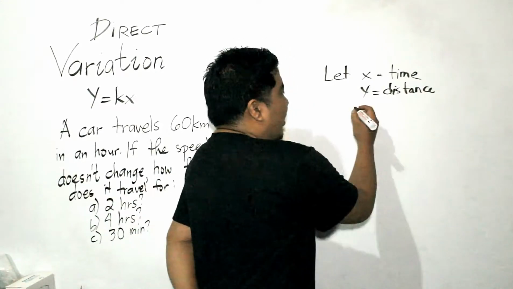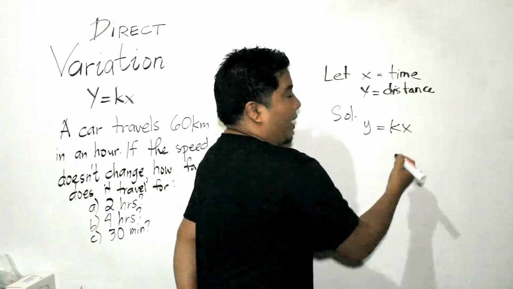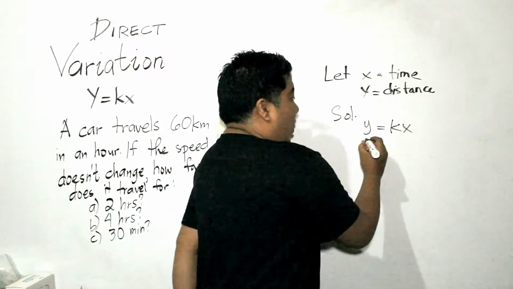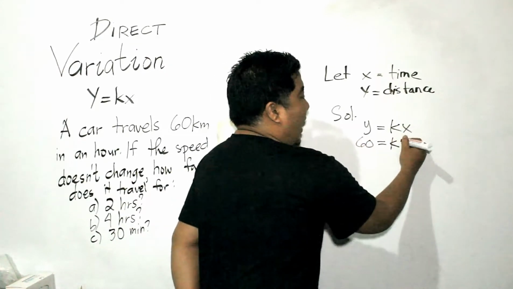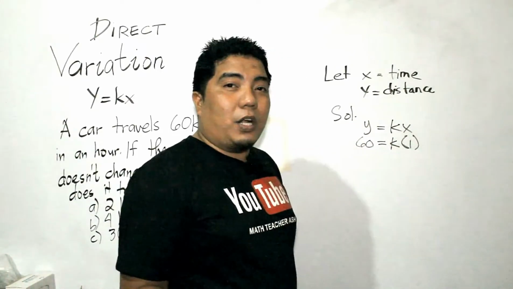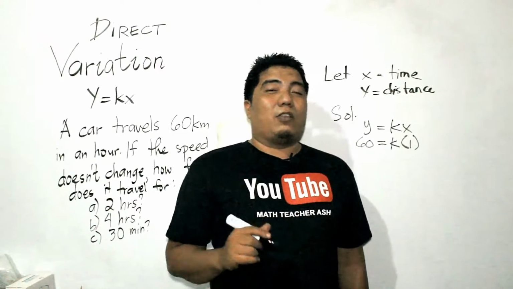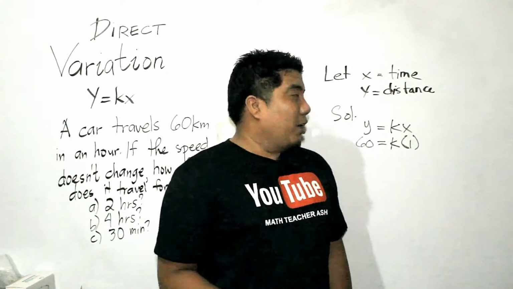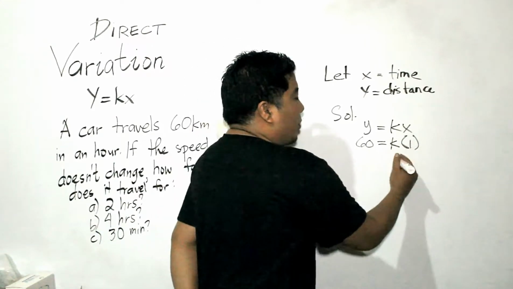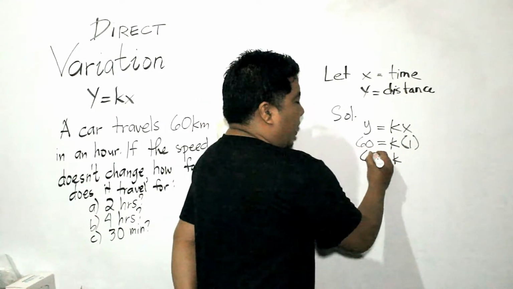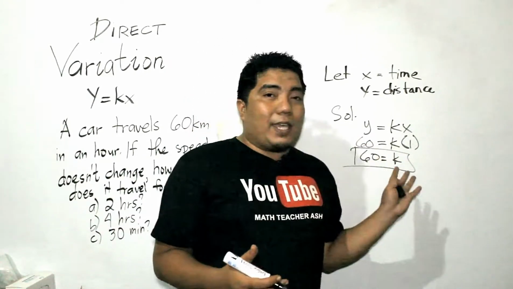Okay, so the solution is y is equal to kx. It was given that our distance is 60 kilometers if our time is 1 hour. Now, first thing you need to do here is to solve for your constant of variation, your k. So how do you solve for k? Basically, you just need to simplify this one. So k times 1, that is k, and you have 60. So therefore, your k is 60.